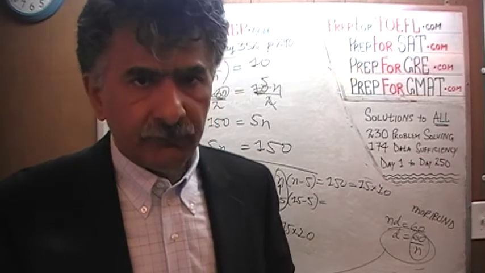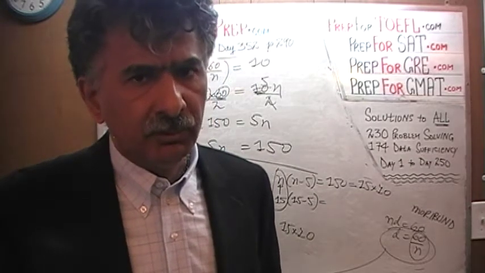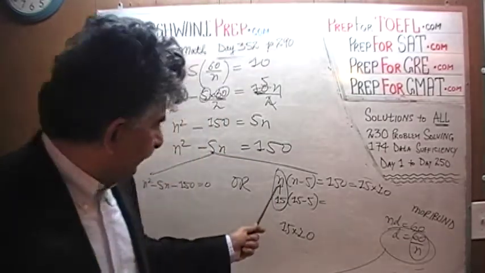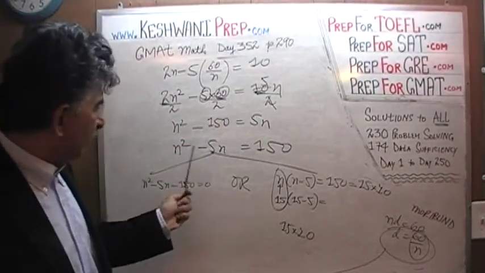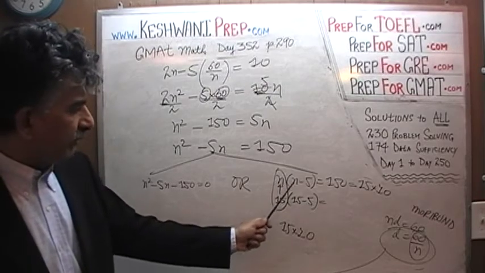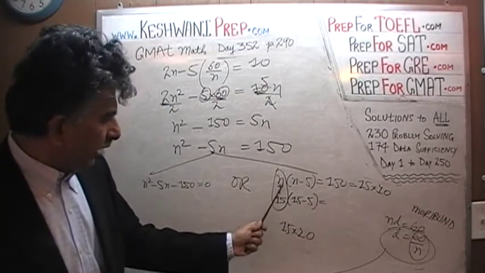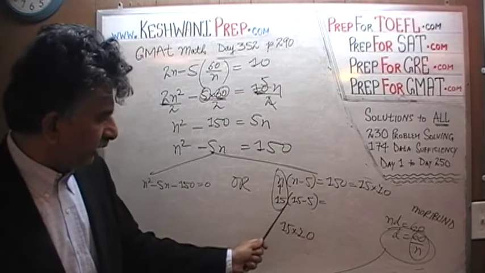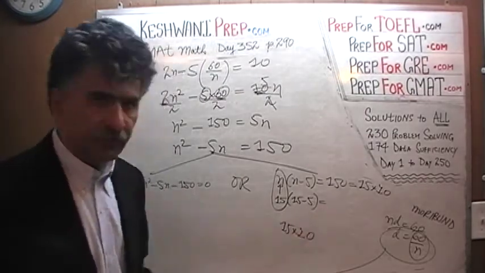The first statement told us that each person contributed $4. Well, if each person contributed $4, there must have been 15 people. Which is why when we get to this stage, instead of going this route, we go this route: n times (n minus 5) equals 150. And we can clearly see it's 15. 15 works. 15 times (15 minus 5), which is 10. 15 times 10 is 150.